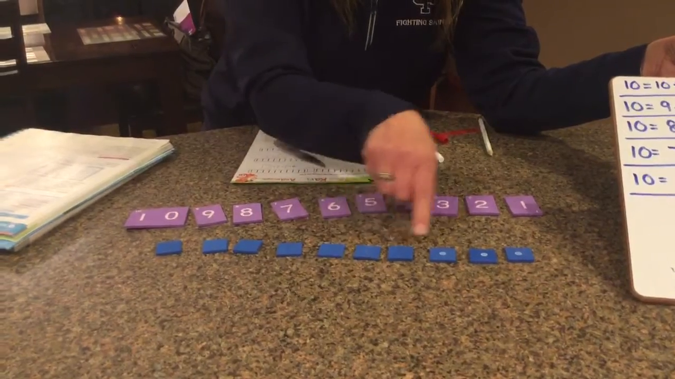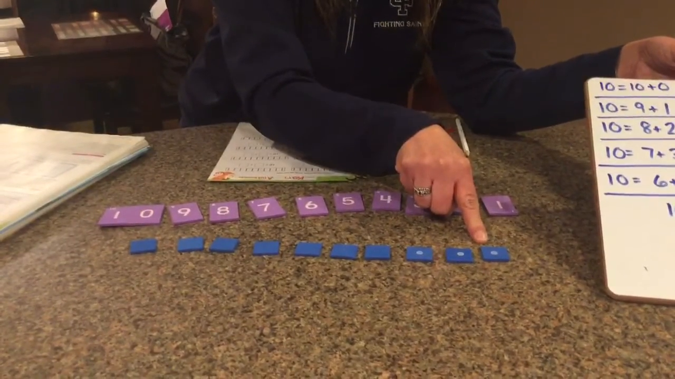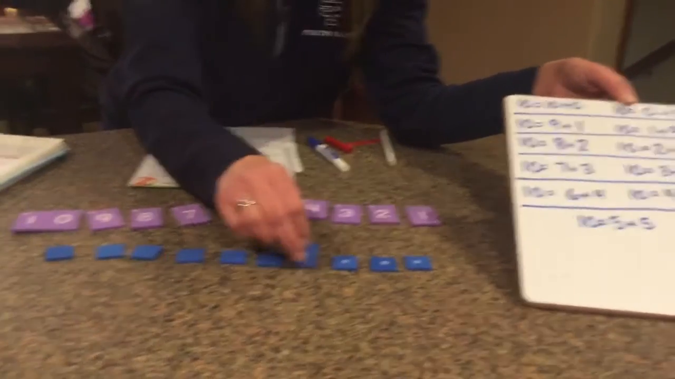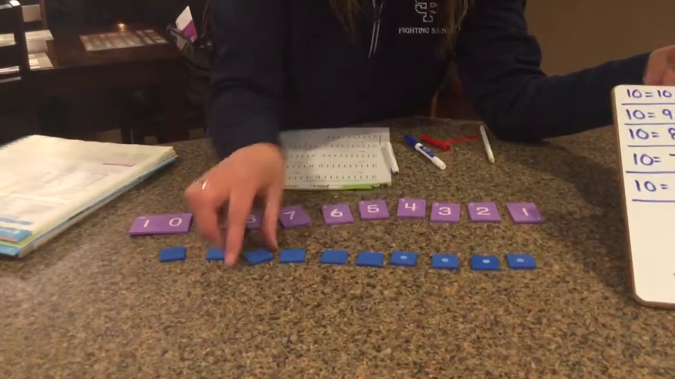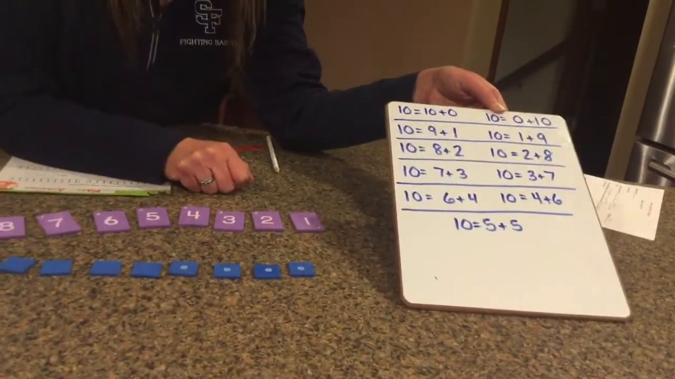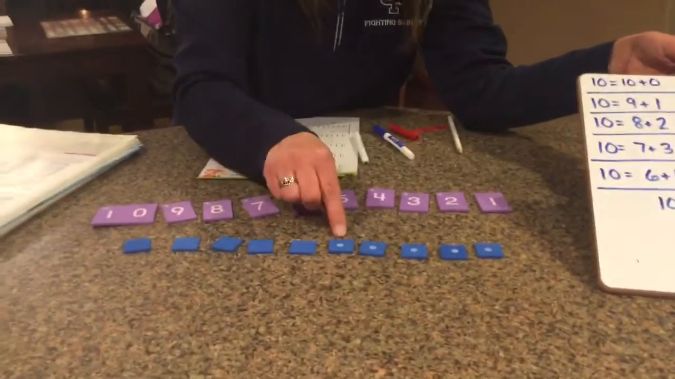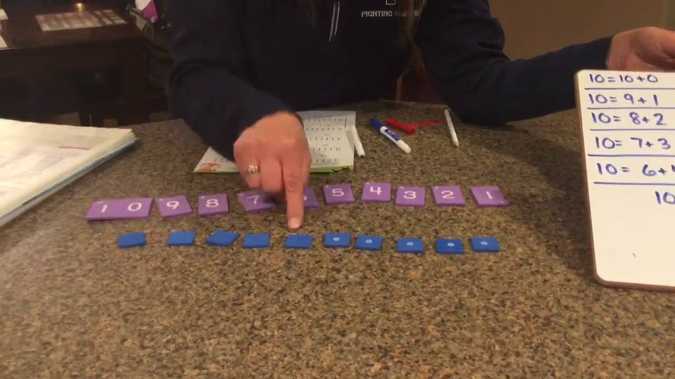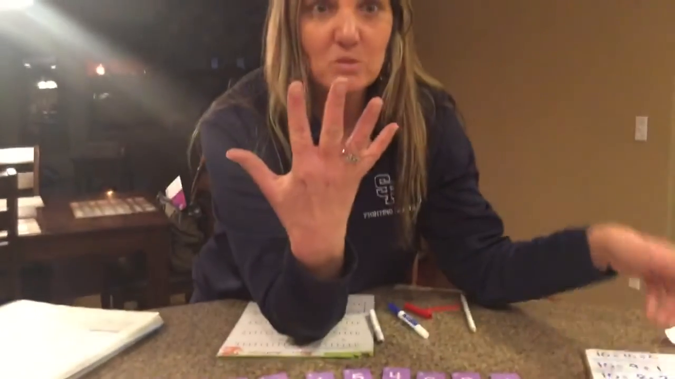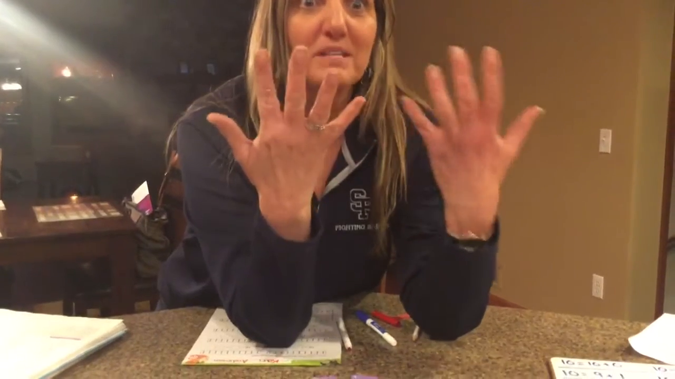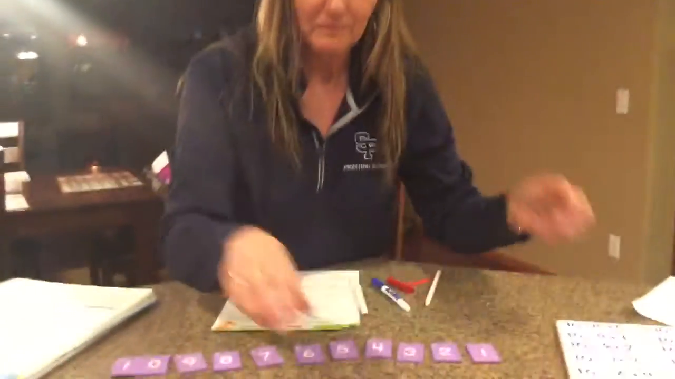7 bugs sleeping, how many are awake? 3. 6 bugs sleeping, 4 are awake. All of these add up to 10. Now, one more bug woke up. There's 5 bugs sleeping. Guess what? And there's 5 awake. That's called a double because 5 plus 5 makes 10.